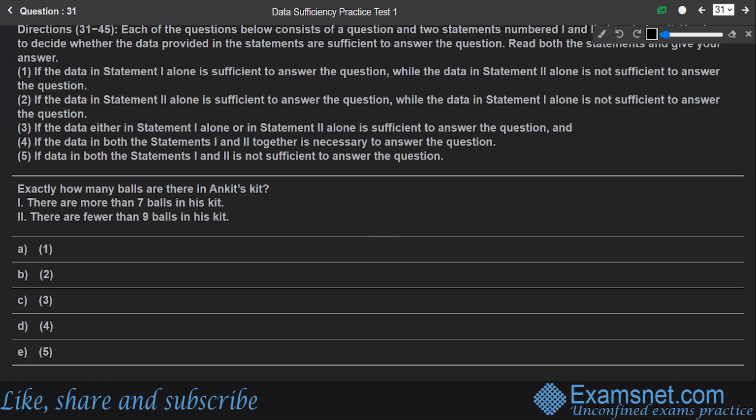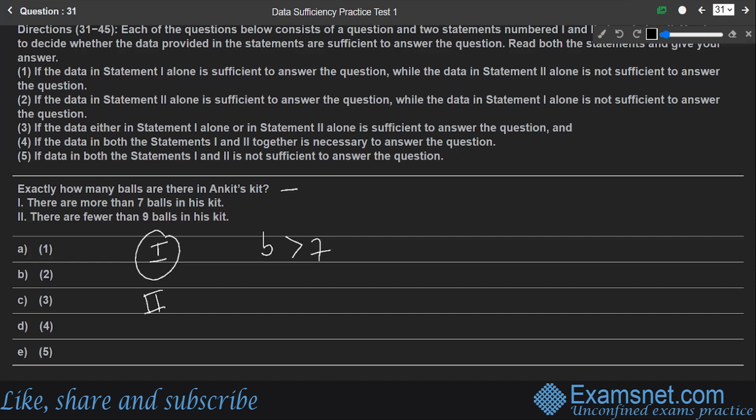Let us check the question. Exactly how many balls are there in Ankit's bag? That's what we are supposed to check. Let us see statement number 1, which says there are more than 7 balls. So the balls number is more than 7. But we cannot answer how many, because there can be multiple numbers which are more than 7. So obviously the question cannot be answered.